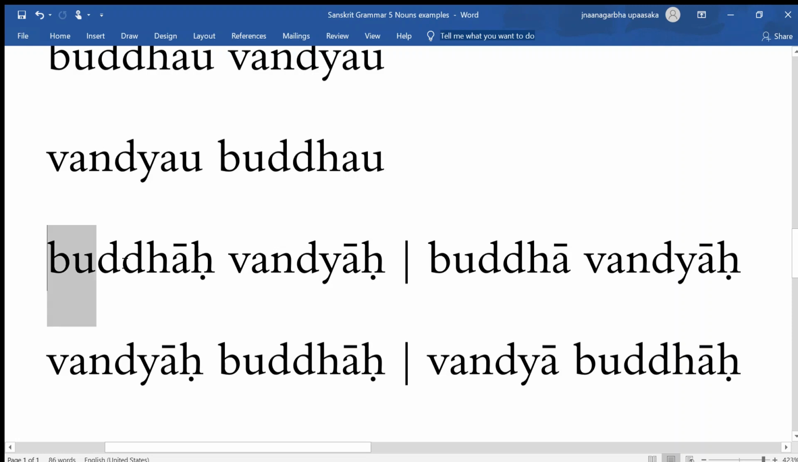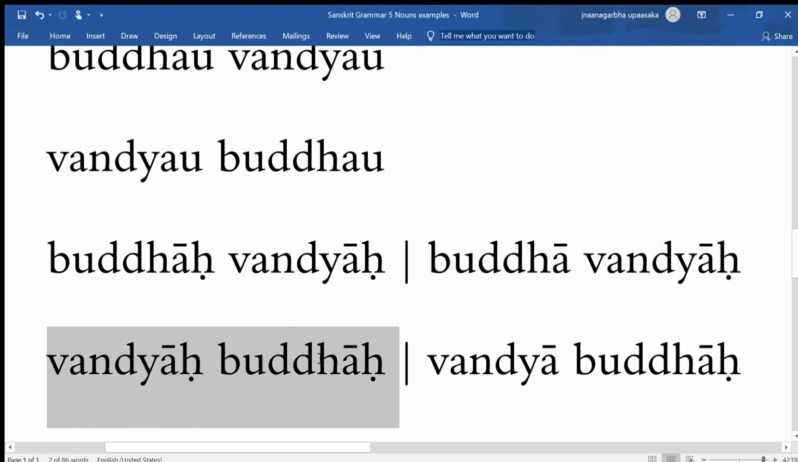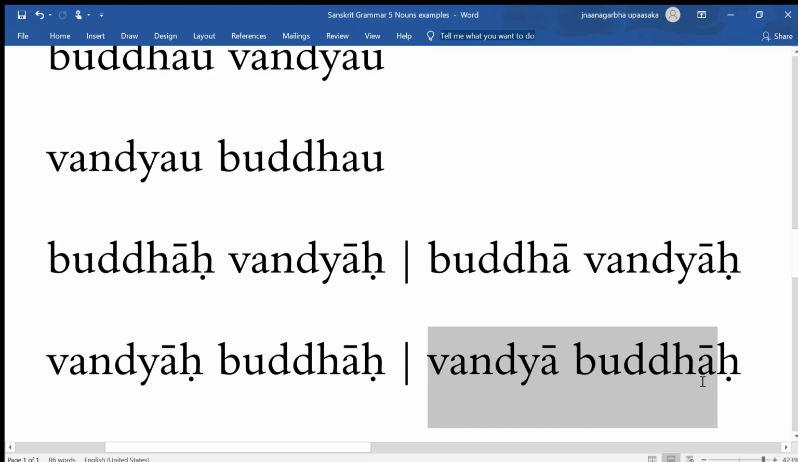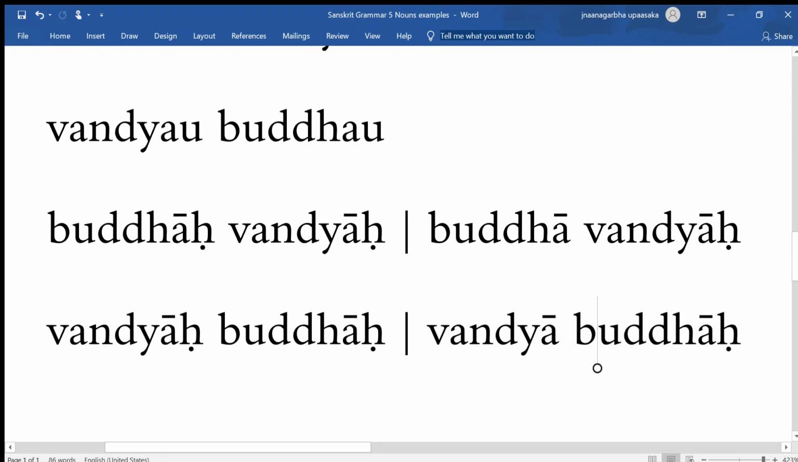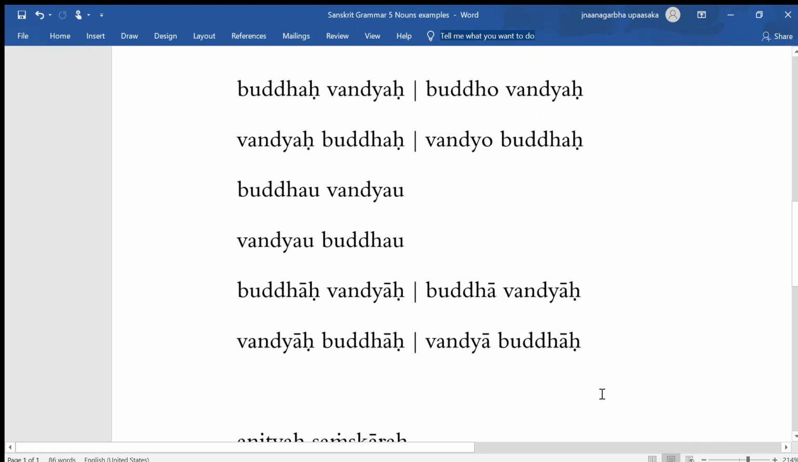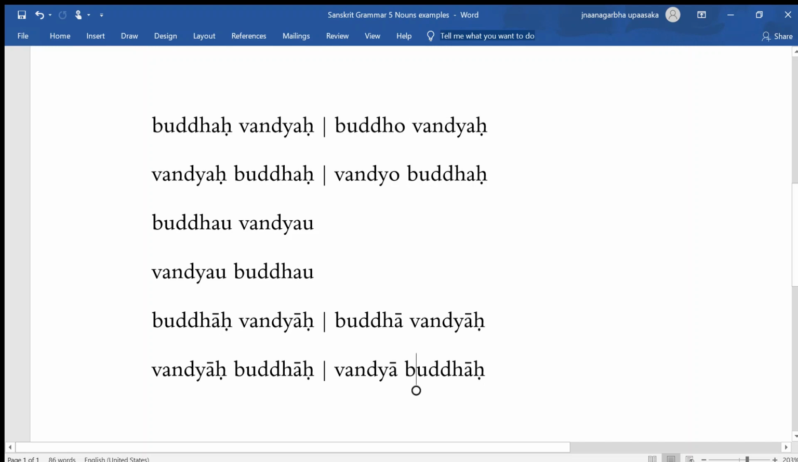Then in the plural, buddhāḥ vandyāḥ, many buddhas are to be saluted, and if I apply sandhi, the visarga drops, we get buddhā vandyāḥ, many buddhas are to be saluted, and here we have the same sentence with a different order, without sandhi and applying sandhi. Vandyāḥ buddhāḥ, and vandyā buddhāḥ. You may try to create your own sentences following this very scheme by substituting the word buddha first with the word dharma and then with the word saṅgha.